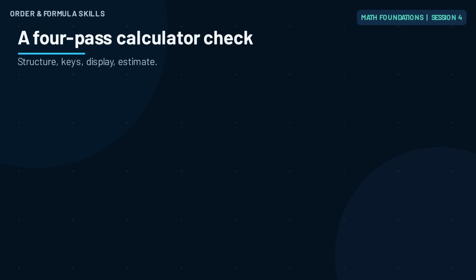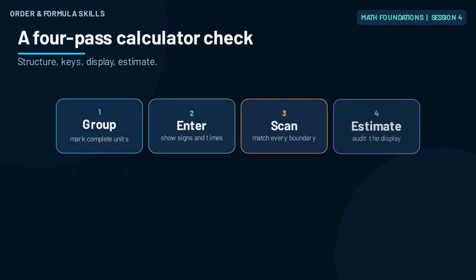Use this entry routine. First, identify every complete group. Second, add explicit multiplication and protect negative bases. Third, match parentheses and radical boundaries on the display. Fourth, estimate before pressing enter, then compare the result with that estimate.